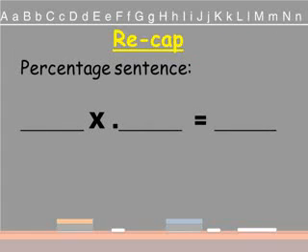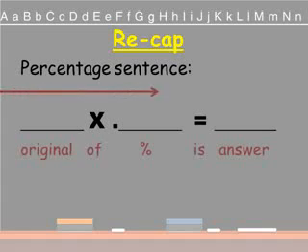Let's recap. This is our percentage sentence structure. We read it from left to right. The first blank is the original, the principal amount. Of means multiplication. The percent becomes a decimal number for computation to do the arithmetic. Is means the equal sign. And the answer is the product of the question.